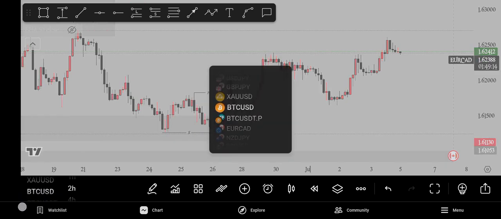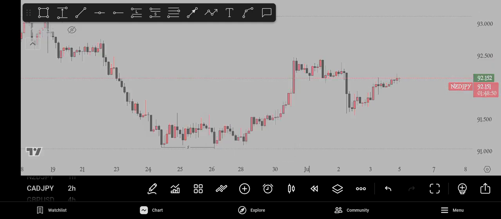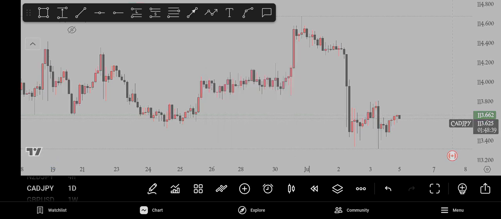Then I've done on EUR CAD. Then we have CAD JPY. So we had a sell to the downside on CAD JPY, a massive sell due to the influence of news, high impact news.